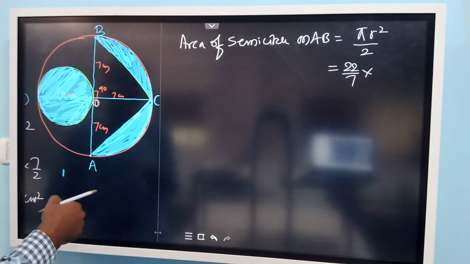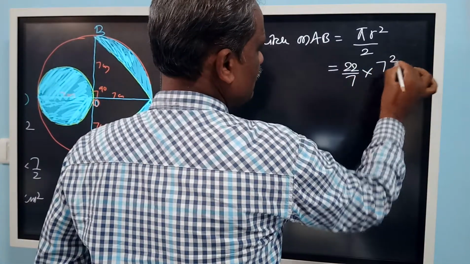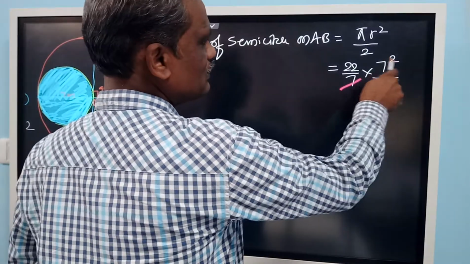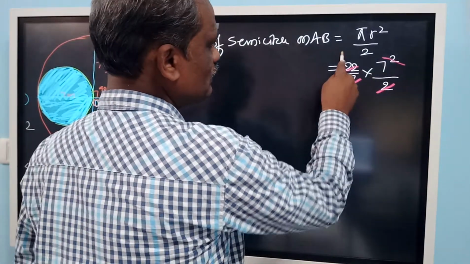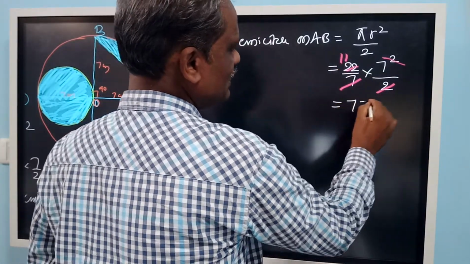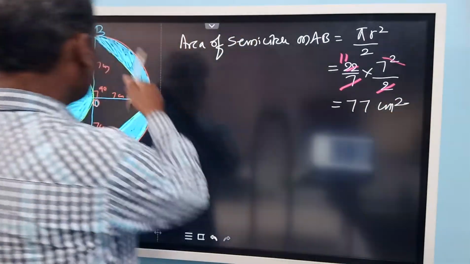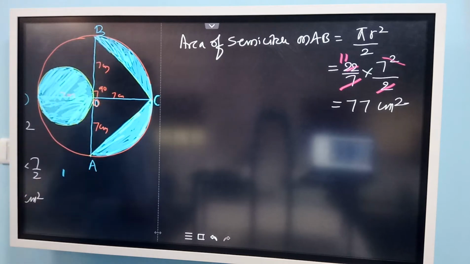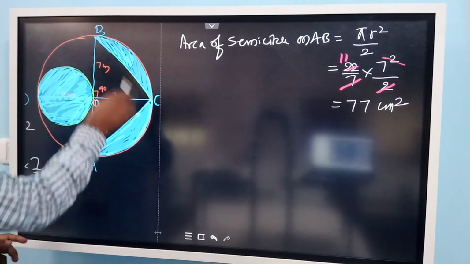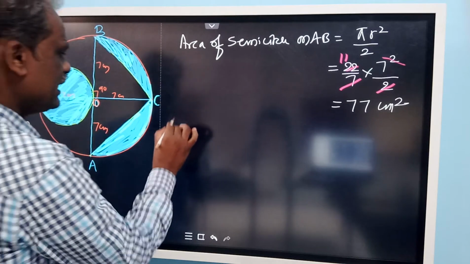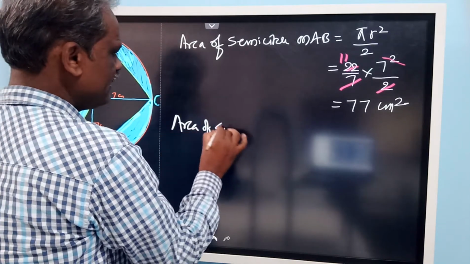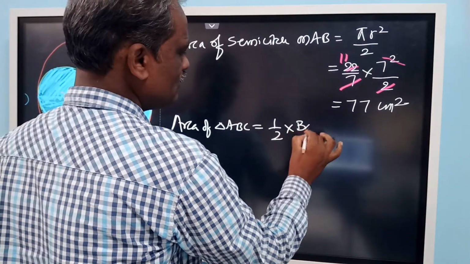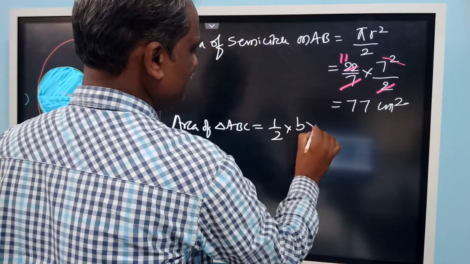AB as the diameter means 7 square, divided by 2. So now you can cancel this 7 square with the 7, and 2 1s are 2, 11 7s are 77 centimeter square. This is the area of this semicircle. Now similarly let us find the area of triangle ABC. So area of triangle ABC is equal to half into base into height, half into B into H.